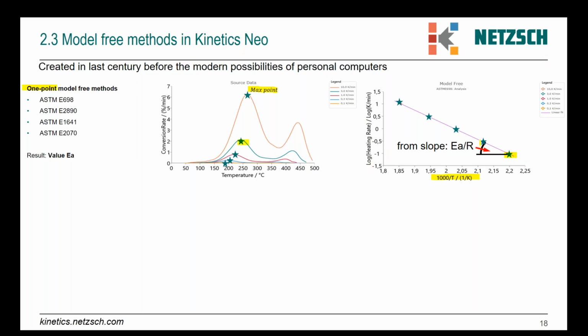If we take the maximum points from different measurements, from different heating rates, then we have a straight line. And from the angle of the straight line, the activation energy could be found. The result of a one-point model-free analysis is only one value. What happens at the end doesn't matter. It was not analyzed at all.